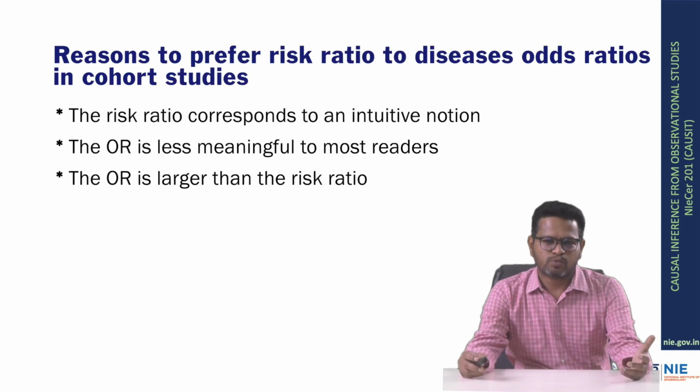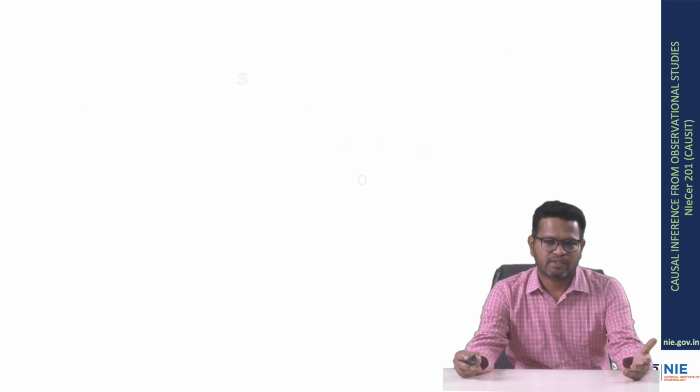There are three reasons why we prefer using risk ratios over disease odds ratios in a cohort study. First, the risk ratio corresponds to an intuitive notion. Second, the OR is less meaningful to most readers. And third, the OR is larger than the risk ratio.